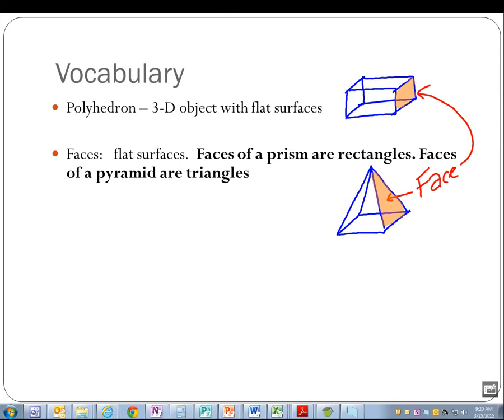Flat surfaces, faces of a prism are rectangles. Faces of a pyramid are triangles. See how we got a pyramid on the lower part? I've highlighted the faces orange. See how what I highlighted there is a triangle on the lower one and a rectangle on the upper one, if we were to turn that guy around?